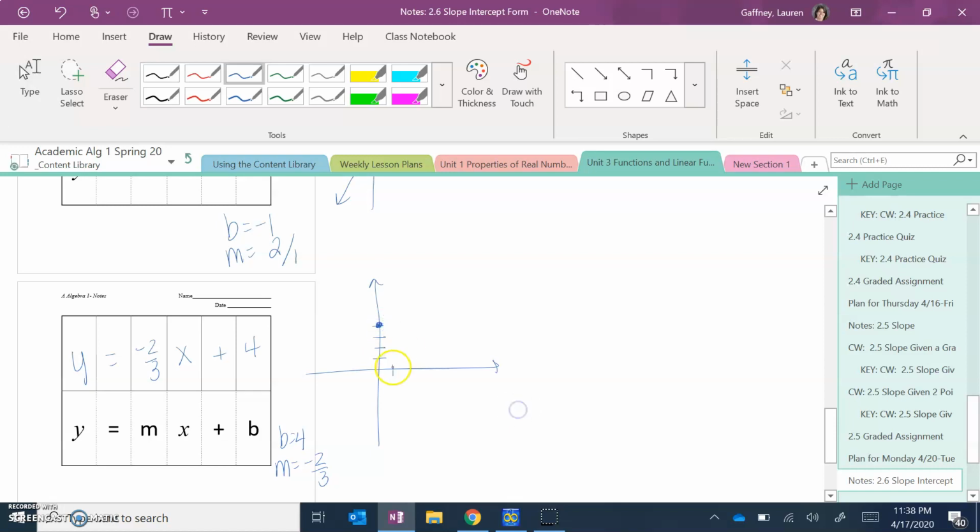And then from there, since it's a negative 2/3, we're going to go down 2, 1, 2, right 3, 1, 2, 3. Let's do it once more. Down 2, 1, 2, right 1, 2, 3. And then make sure you connect those.